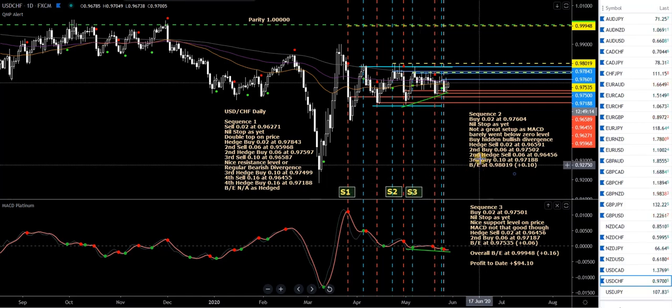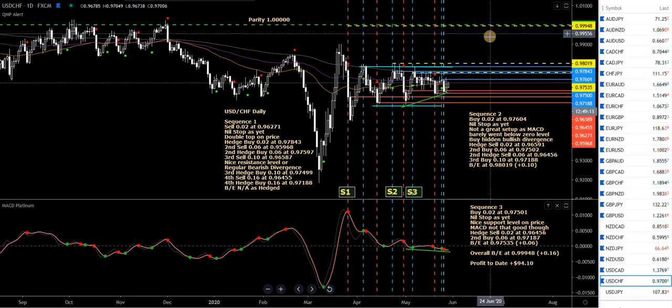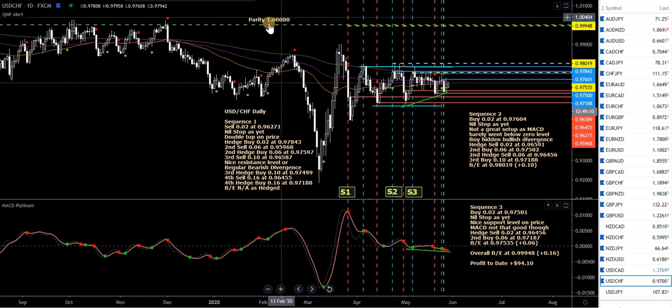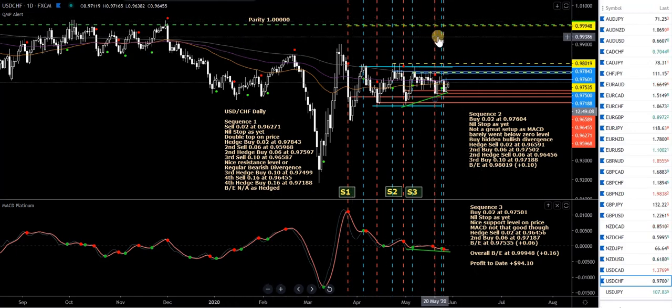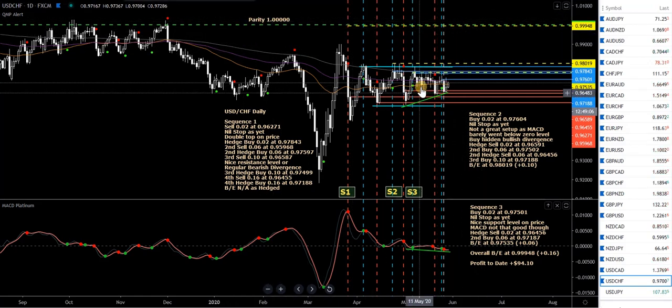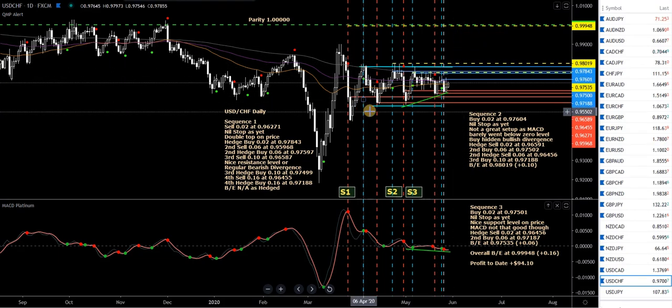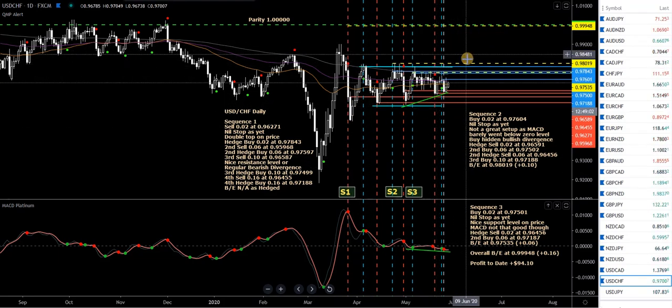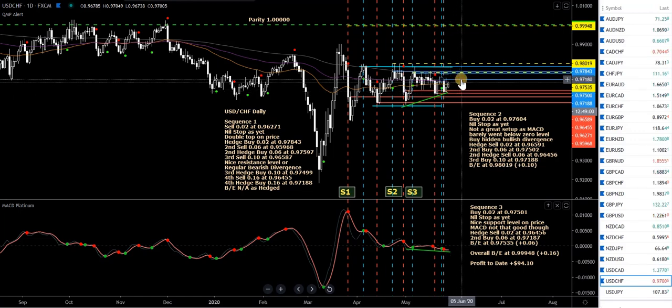So we've got break-evens. You can read, we've got an overall break-even. This green line up here is parity, 1.00. I don't expect to get up there. I expect to make some profit in the meantime and try and clear a few. Look, it's heading up in the right direction this time.